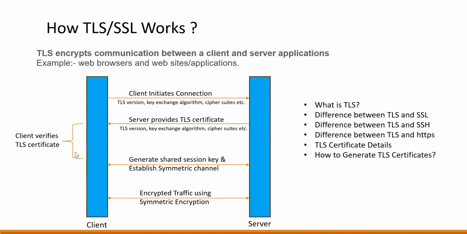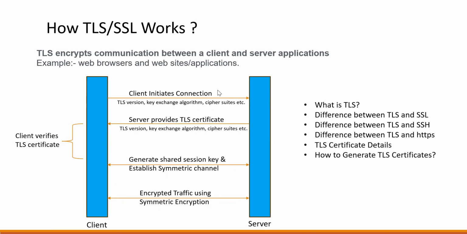TLS encrypts the communication between the client and server applications. For example, in case of web applications, it encrypts the communication between the client application, for example the web browser, and the server application, for example a web application hosted on some server. So how does TLS encrypt the communication between client and server applications? For this, TLS uses a combination of asymmetric encryption and symmetric encryption. It uses the asymmetric encryption to establish the symmetric channel between client and server applications.